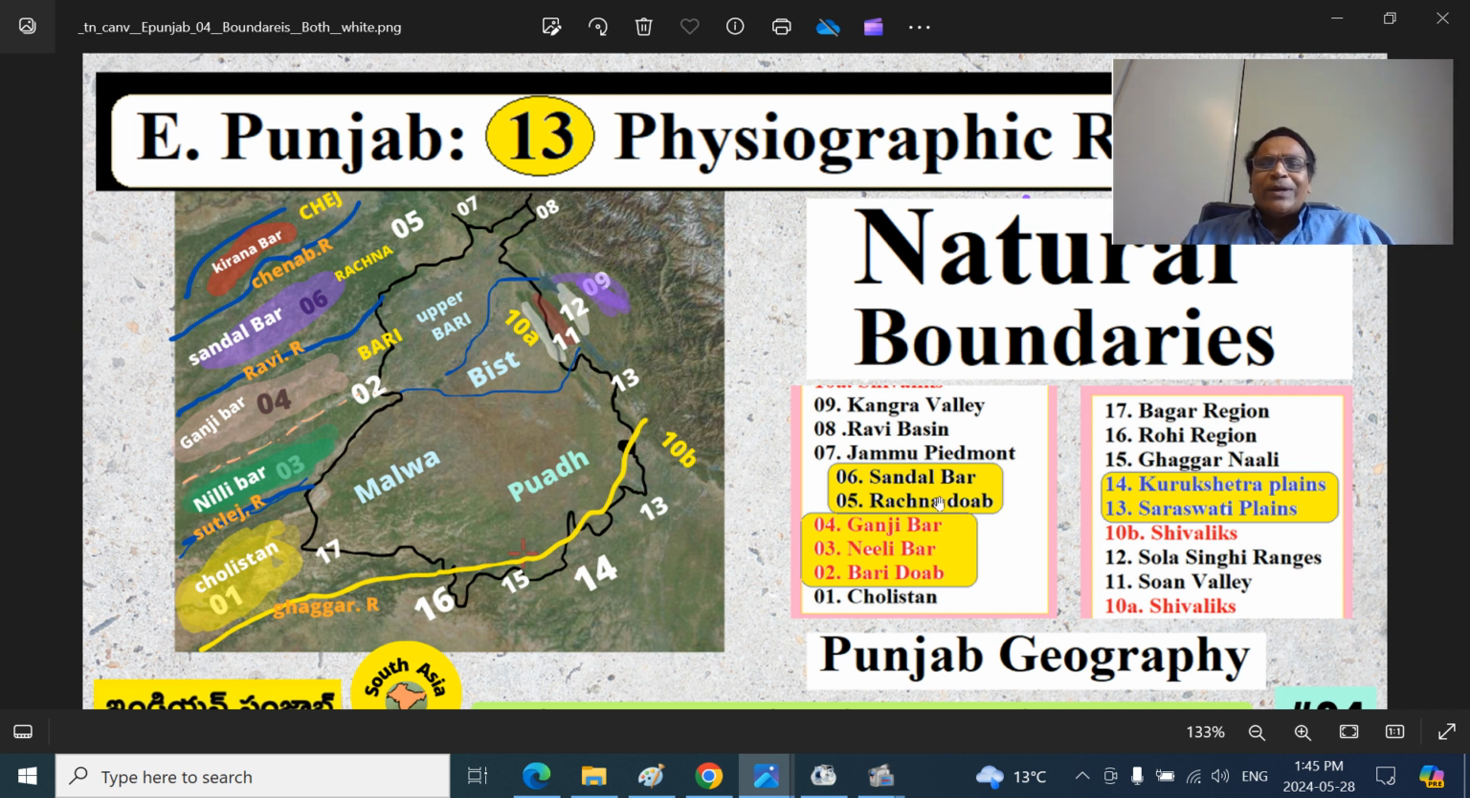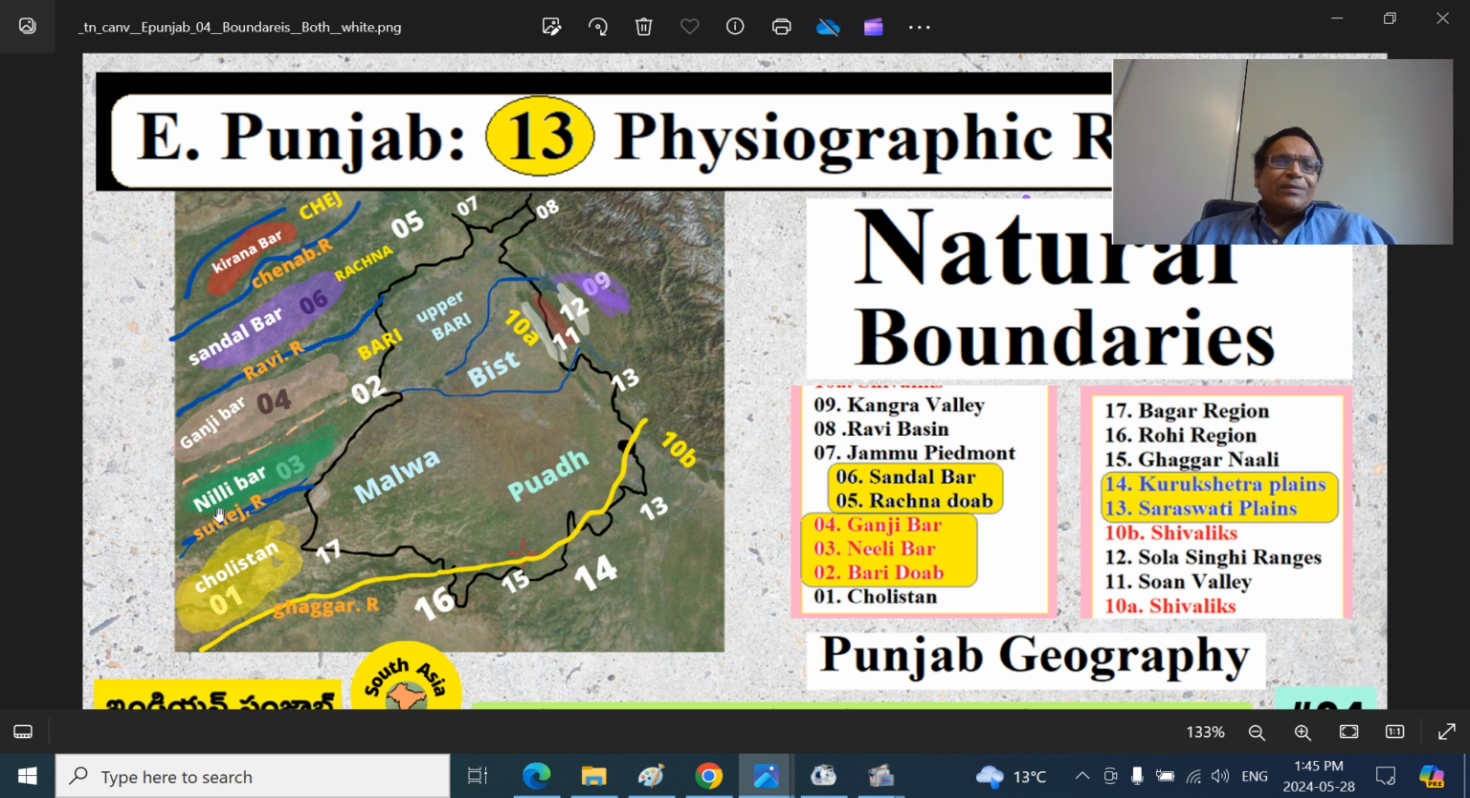Doab region, Bar region. Bar region means a part of the Doab in the central part, elevated, a jungly type of historical region, you can say. So that Bari Doab has a southern part, Nili Bar, and a northern part, Ganji Bar. Because the dividing line is the river Beas, the north part is the Ganji Bar, the southern part is the Nili Bar.